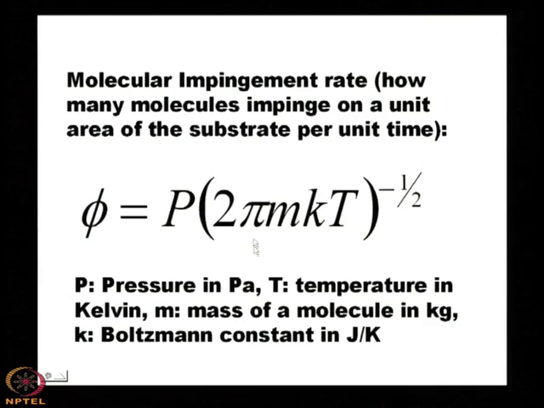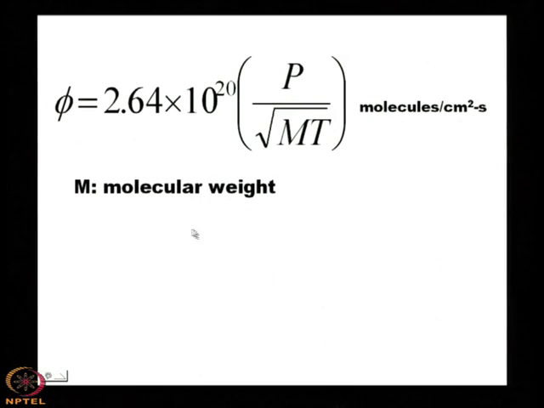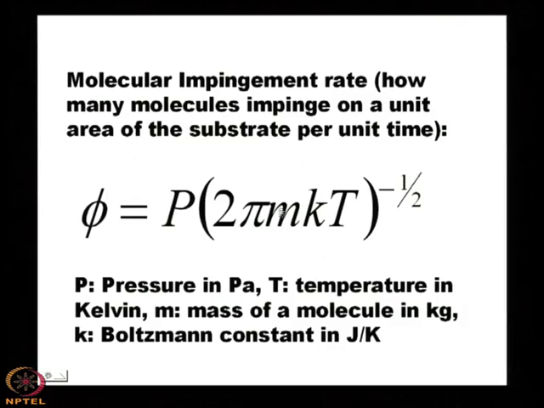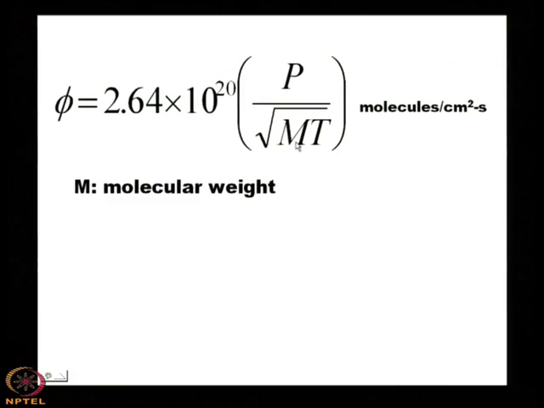Now, this impingement rate we can calculate obviously. The rate changes with the capital M, that means the molecular weight. It is not a molecular weight, see that it is the mass of a molecule in kg, that is small m. We want to convert that into capital M, that means the molecular weight of the atom. So, it comes out to be P by root over of MT into 2.64 into 10 to the power 20.